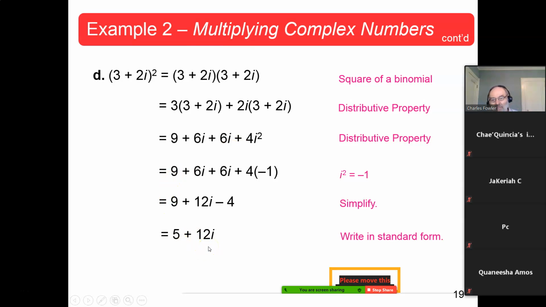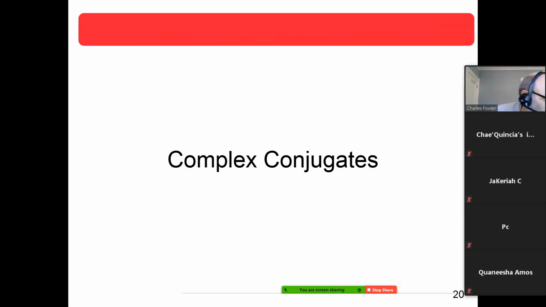Okay? Always write it in standard form. Okay? Any questions on that? There's example 2. Okay? After every example, there is a checkpoint. I'll leave it up to you whether you want to do that or not.